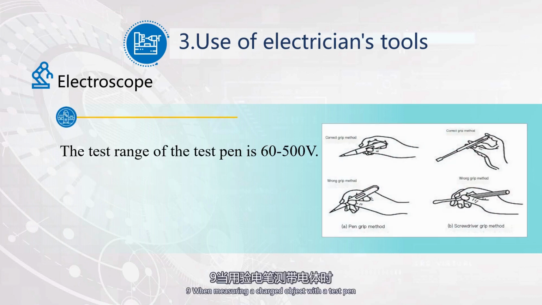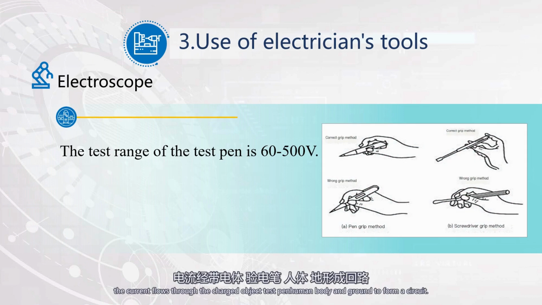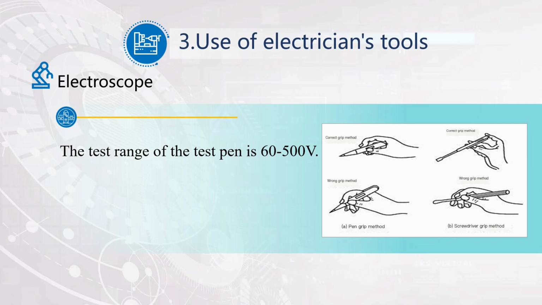When measuring a charged object with a test pen, the current flows through the charged object, test pen, human body, and ground to form a circuit. As long as the potential difference between the charged object and the ground exceeds 60 V, the neon tube in the test pen emits light. The test range of the test pen is 60-500 V.